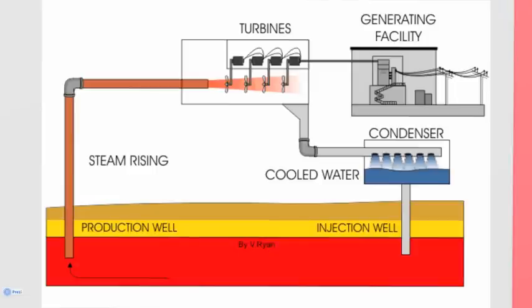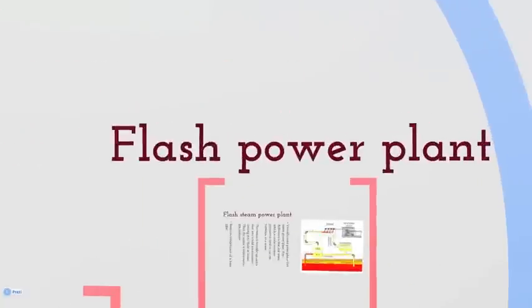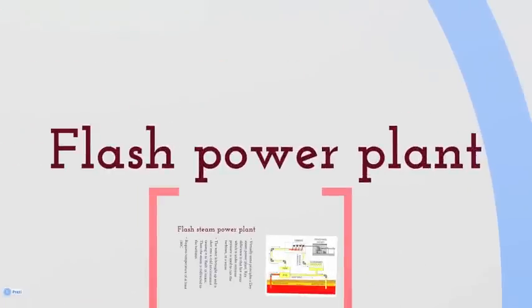You can see the production well on the left, from which the steam is brought up and redirected to the turbine, and later on condensed and put back into the reservoir using the injection well. That is the basic layout. Let's just move on to the next steam plant, which is a flash steam power plant.